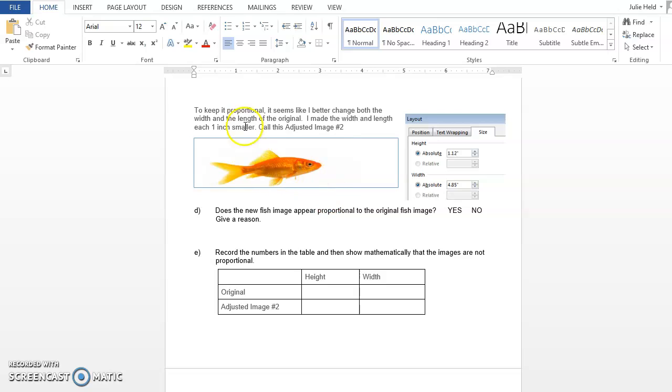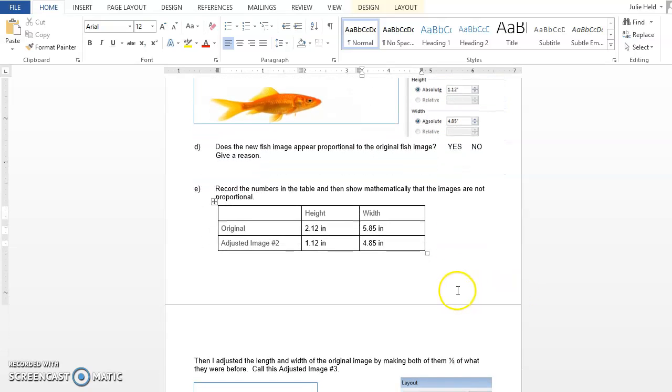So here is my fish, and remember what I did. I just shortened both the dimensions by 1 inch. So the question is essentially, does subtracting 1 inch from both keep it proportional? Let's check it out. The original height was 2.12 and the original width, 5.85. And the adjusted image is now 1 inch shorter: 1.12 inches and 4.85 inches. You can tell I checked that with the actual layout sizing.